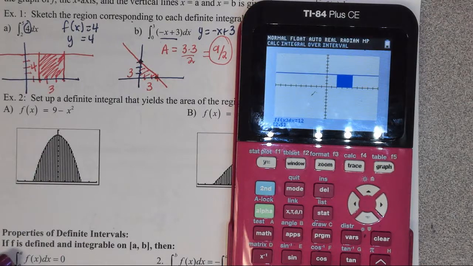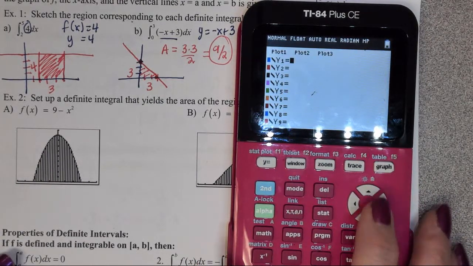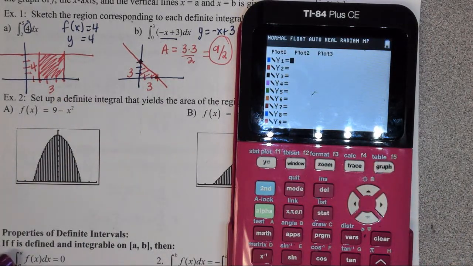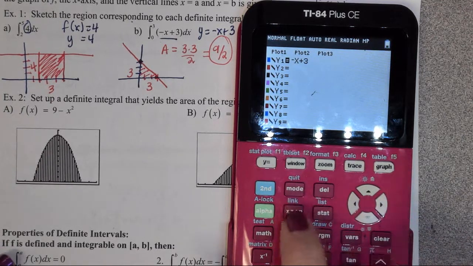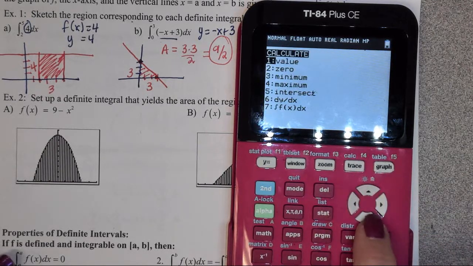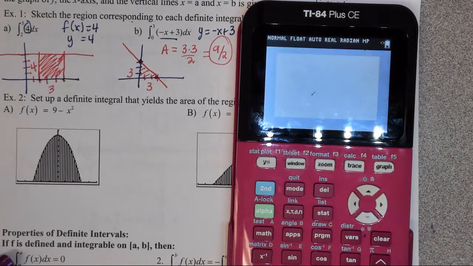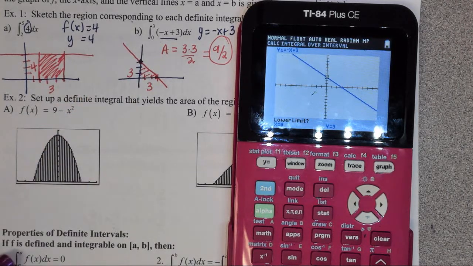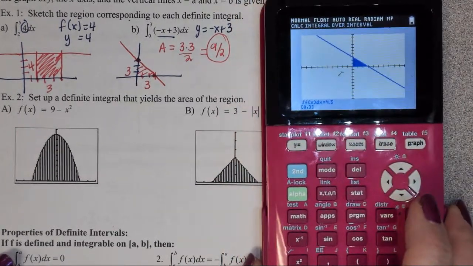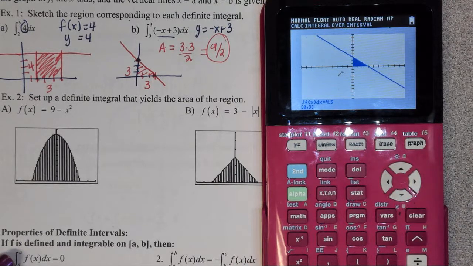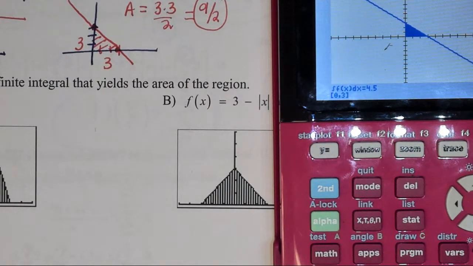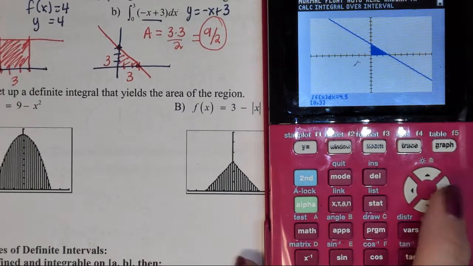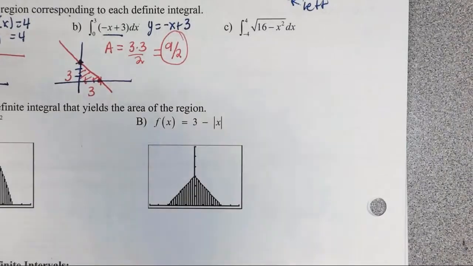If I wanted to check it, I could go to the calculator. I can put into y equals my function, which is negative x plus 3. I go to second trace. I want to go down to number 7. I'm going to tell it my lower limit is 0. My upper limit is 3. And then I can see that it's 4.5, which is 9/2. Okay? All right, on to the next one.